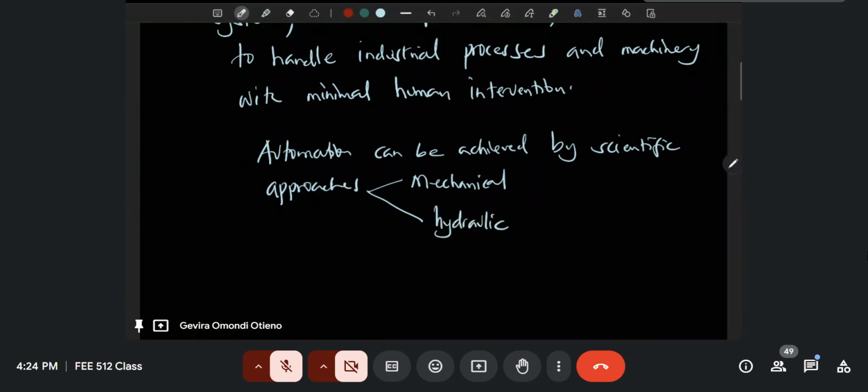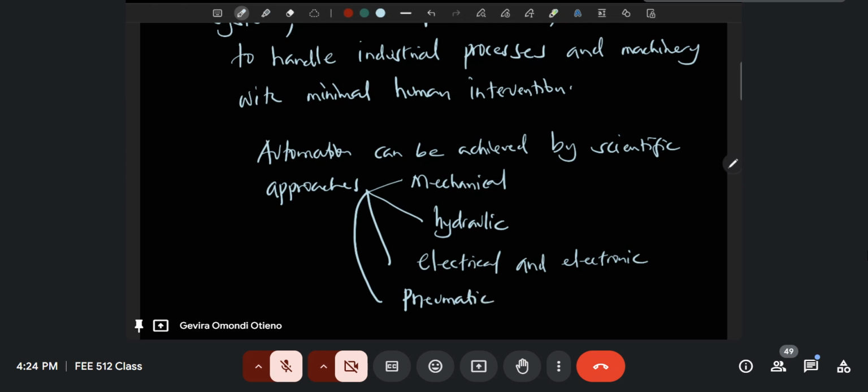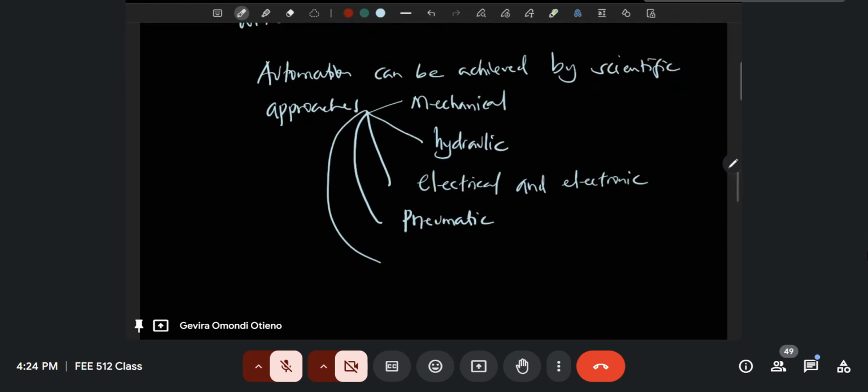You know, if you are actually paving a road, you have those big moving machines that are hydraulic. You might need an electrical approach, but let me just add electronic, because usually they tend to go together. You have other approaches like pneumatic, using compressed air, or you can use computers to solve a problem of automation.